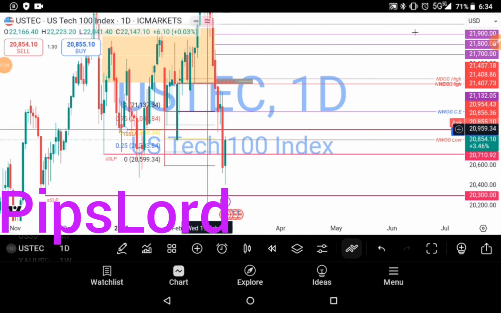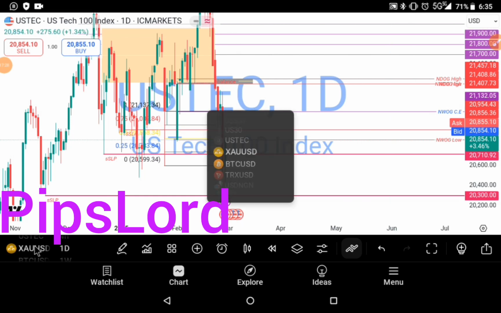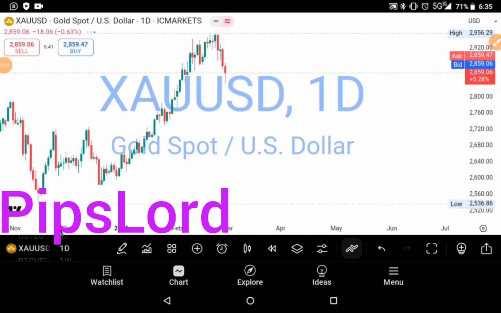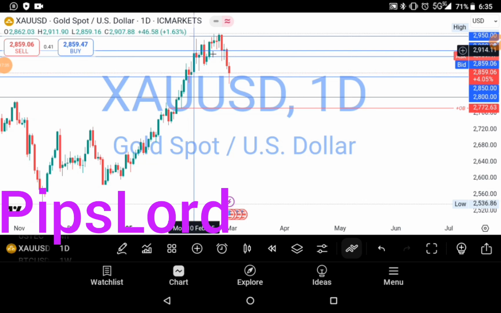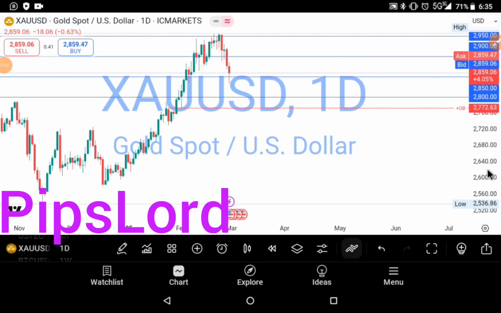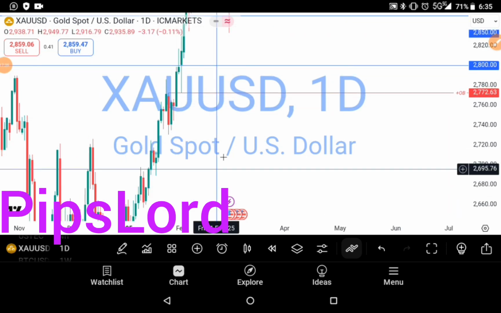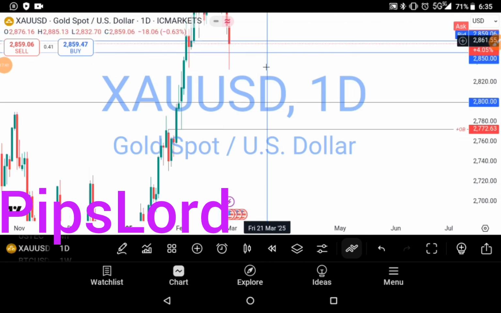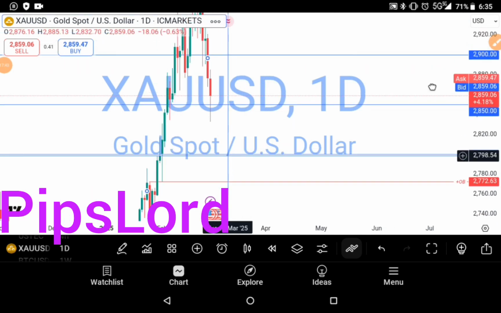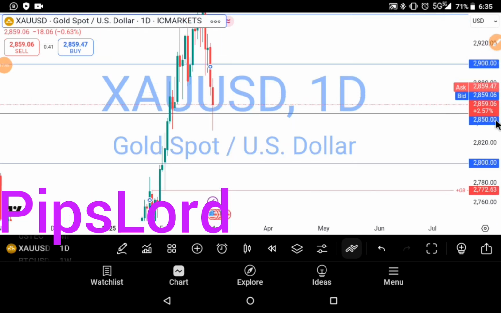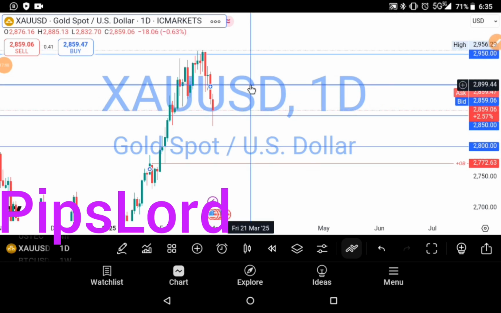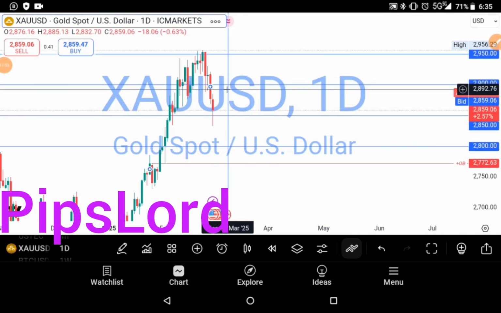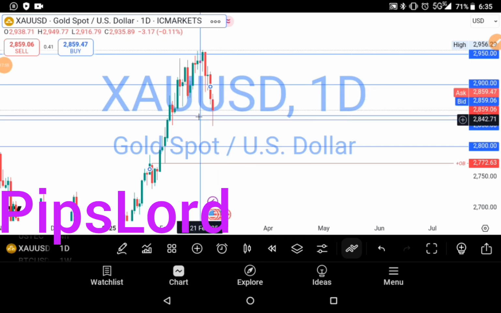So that is that on Nasdaq. On gold last week, I was interested in 2980, but 2980 was not delivered for me. I only saw 2956. So 2956 was where the market price starts dropping.